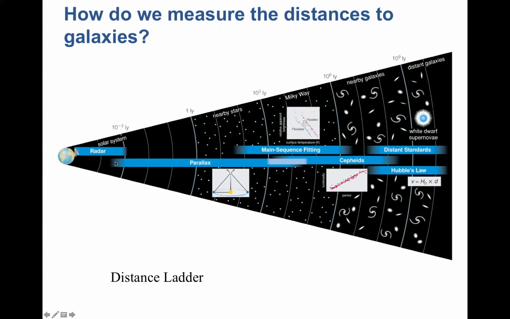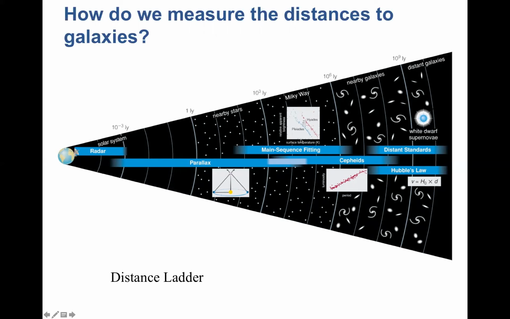You can just send a radio signal out. It will bounce off an object like the moon or Venus, and you can time how long it takes for that signal to come back. And again, use straight geometry and the speed of light to determine distances in our solar system. So we have nice, robust ways of getting out to about 1,000 light years or so with parallax.